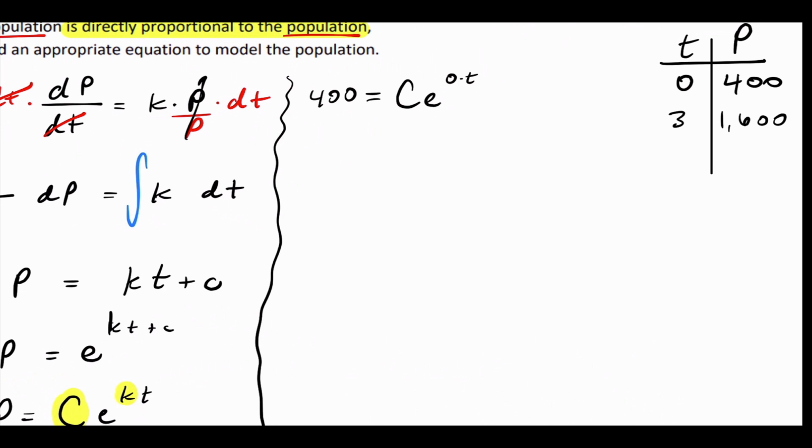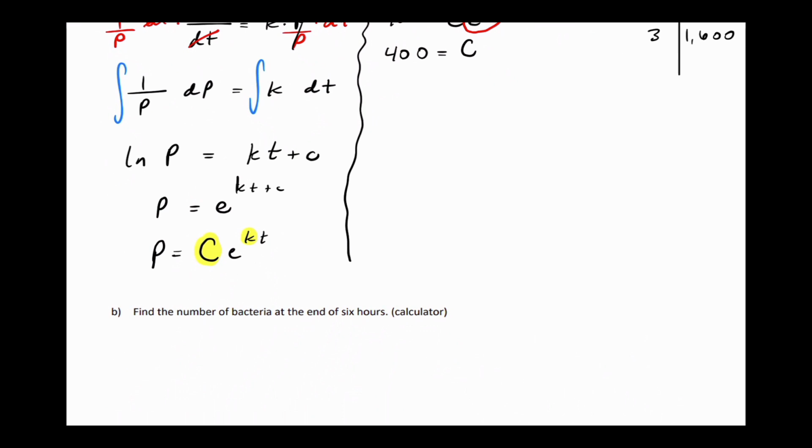Okay. What do I get? 400 equals C. Why is it 400 equals C? E to the 0 is equal to 1, so C times 1 is C. This is pretty much E to the 0 power, and E to the 0 power is just 1. Okay. Found out part of it. Let's go down here. So C is 400.